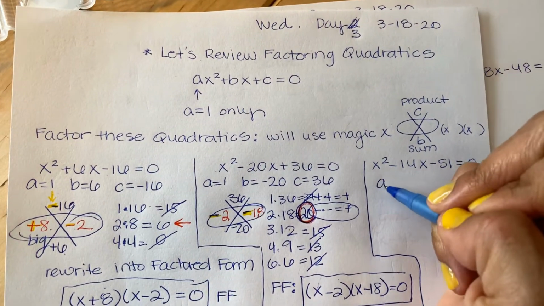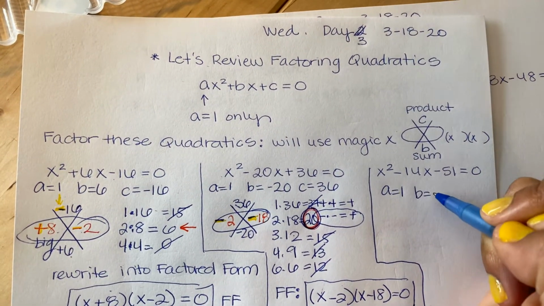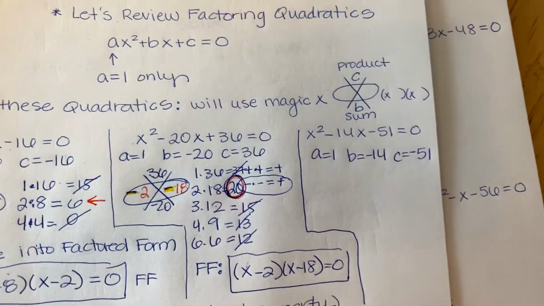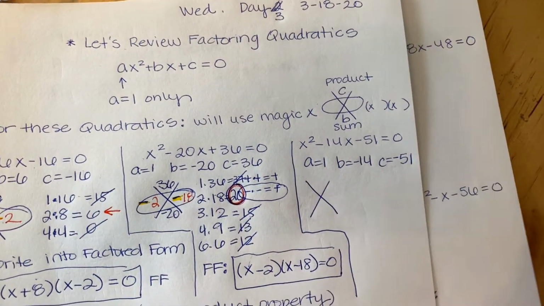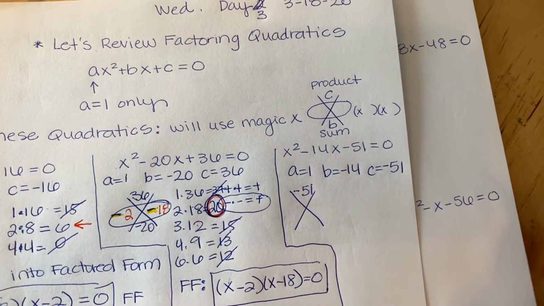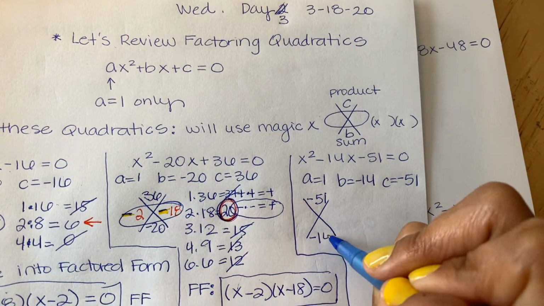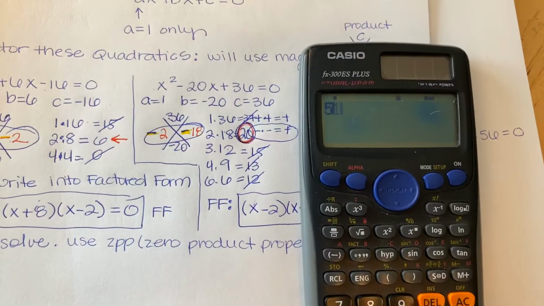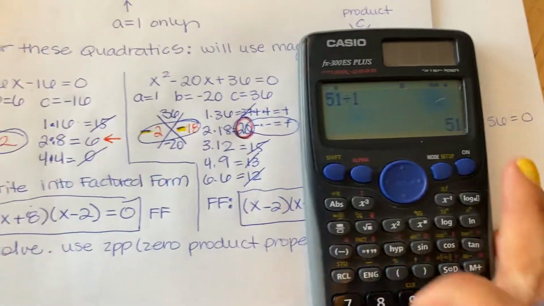All right, our A value is 1, our B value is negative 14, and our C value is negative 51. All right, so let's construct our magic x. The C value is negative 51. The B value is negative 14. So here we go. Let's find all possibilities. All right, 51 divided by 1. 1 and 51.